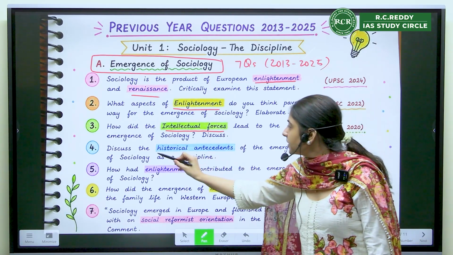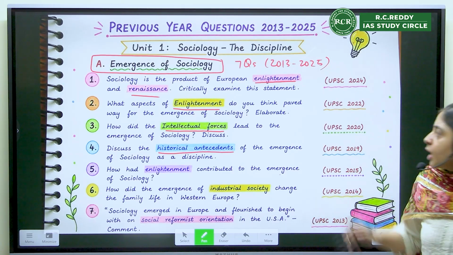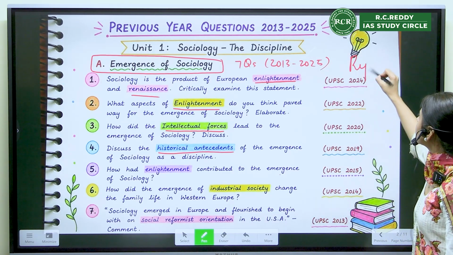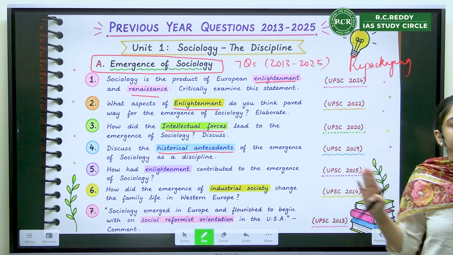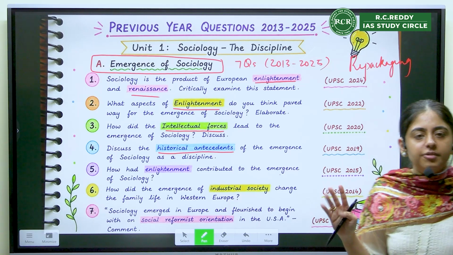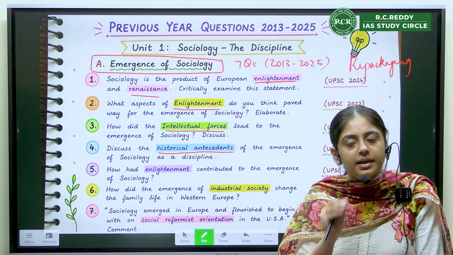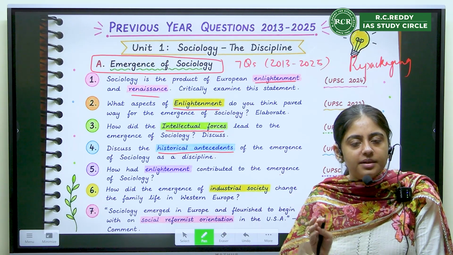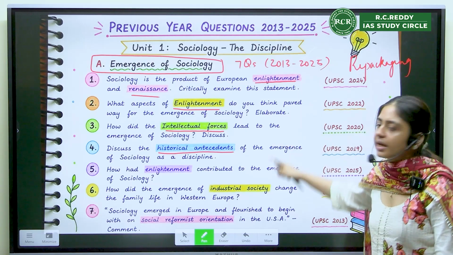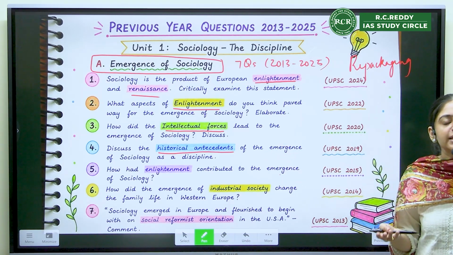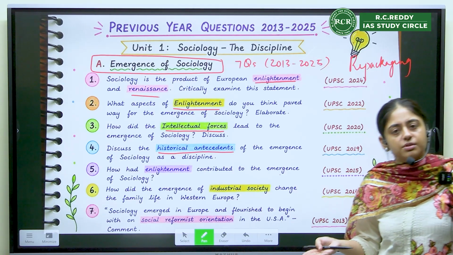Then they're asking what are the historical antecedents. It means history. Again the same thing. Your optional questions are nothing but repackaging of the same concept. If there is a person who can solve all the PYQs, he can easily get good marks. That is why I always stress upon PYQs. They have just changed the language. It's the same. Historical antecedents mean what happened in history that led to the emergence of sociology.